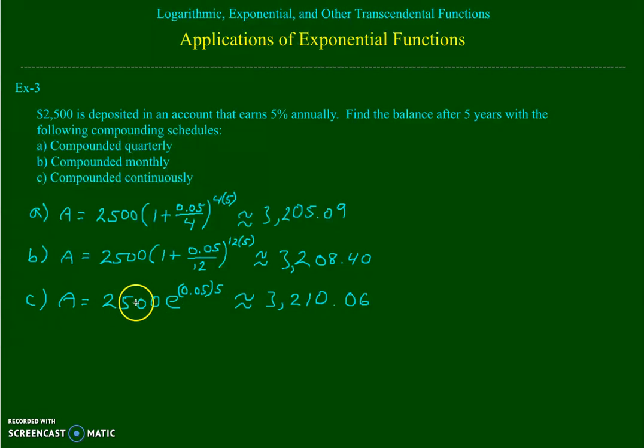Now the last one is compounded continuously, and this is our P e to the r times t. So principal times e to the interest rate times the number of years. And that generates $3,210.06. So you would think that this would get much larger, but it doesn't, because this function is asymptotic to 2.71828, it doesn't just continue to increase without bound here. So you can see clearly that continuous compounding is superior to these other compounding periods, but it's not what we might have expected.